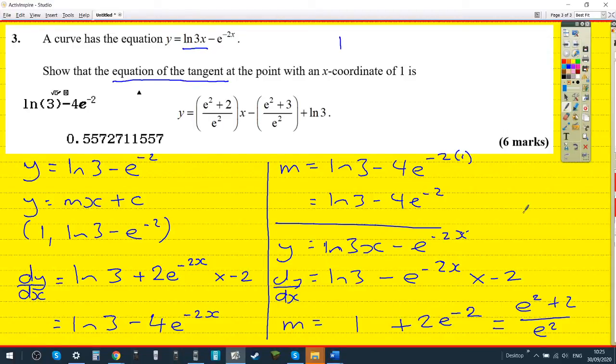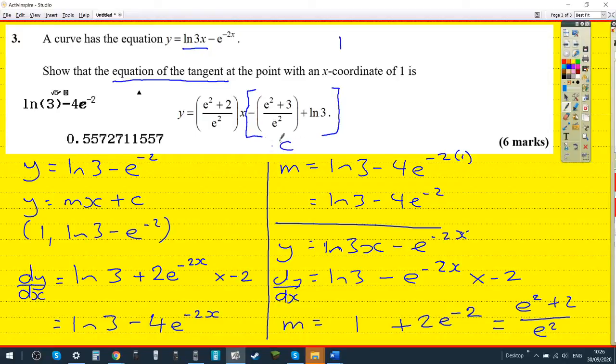So we've got the gradient. Now, when it says minus e squared plus 3 over e squared plus ln 3, is that the plus c, just those two together? Yes, so that whole thing there is plus c.